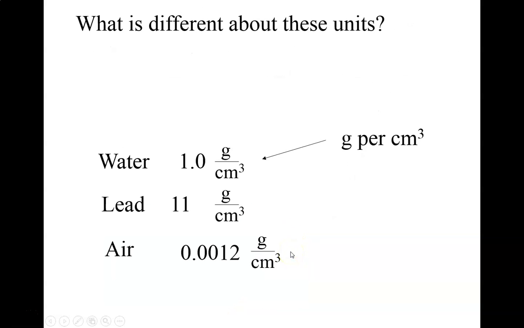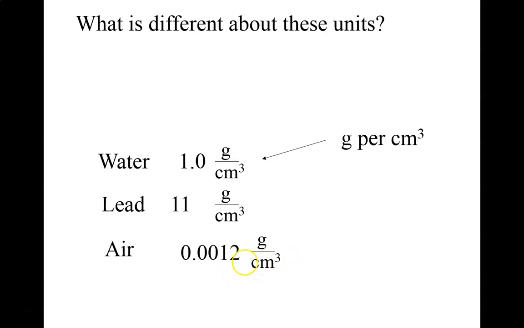Now, when we're dealing with density, very commonly we're going to deal with units of grams per cubic centimeter or grams per milliliter. A centimeter cubed is the same thing as a milliliter. If you've heard of cc's, that's a cubic centimeter. A milliliter is the same thing, and a mil is sometimes how it's referred to.